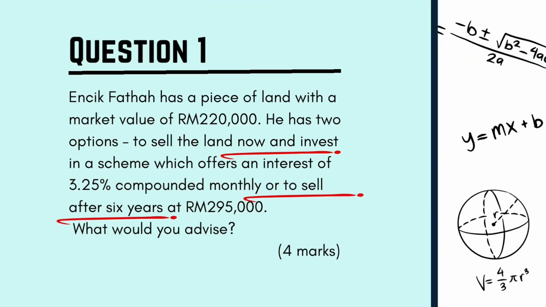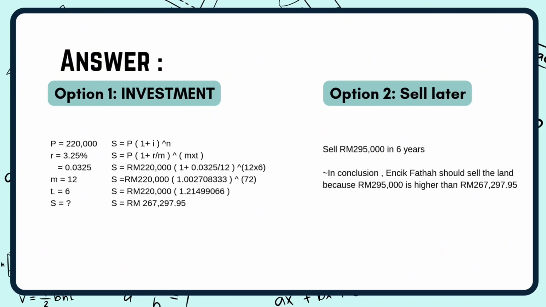Okay, so back to the question. Encik Fatah has two options, which is invest the land or sell after 6 years. For option 1, which is invest, the formula we need to use to calculate the amount after investing for 6 years is compound interest. Let's substitute into the formula, which is S equal to P bracket 1 plus i and the power of n. You just need to substitute the numbers into the formula and calculate. So, the final answer you will get is 267,090 ringgit and 5 cents for S.